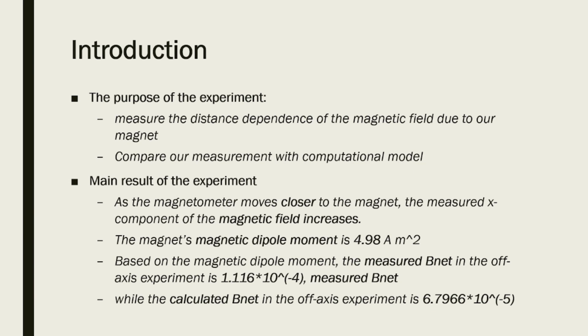So, introduction. The purpose of the experiment is to measure the distance dependency of the magnetic field due to our magnet, and also we compare our measurement with a computational model. So we have some main results of the experiment. We can conclude that as the magnetometer moves closer to the magnet, the measured X component of the magnetic field increases. And also we get some specific values for our magnetic dipole moment and measured and calculated B naught, which are listed above.